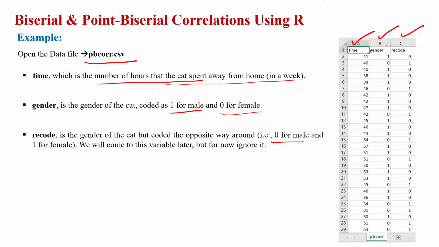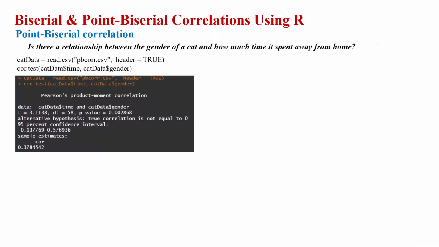But right now, we will use these two variables in order to calculate the point biserial, because we know that one of the variables is continuous, whereas the other variable is a true dichotomous variable. So the research question we are going to answer is: is there a relationship between the gender of a cat and how much time it spent away from home? So this is a true dichotomous variable, whereas this is a continuous variable.